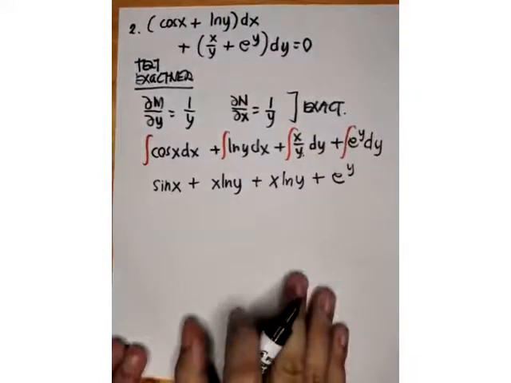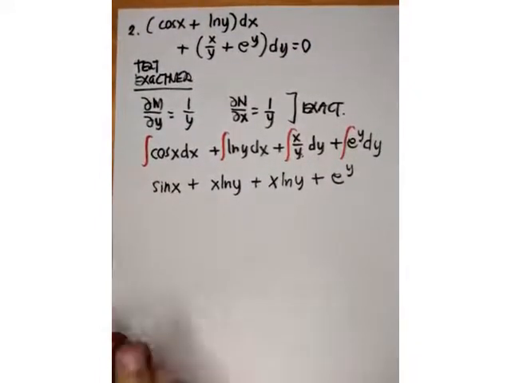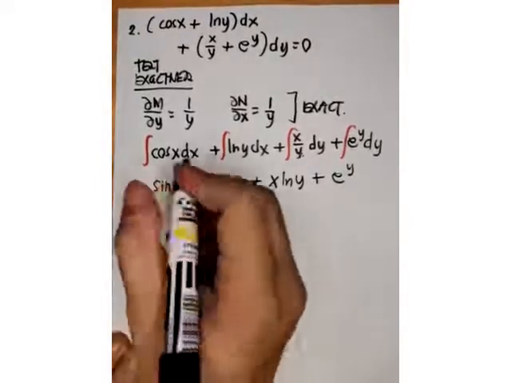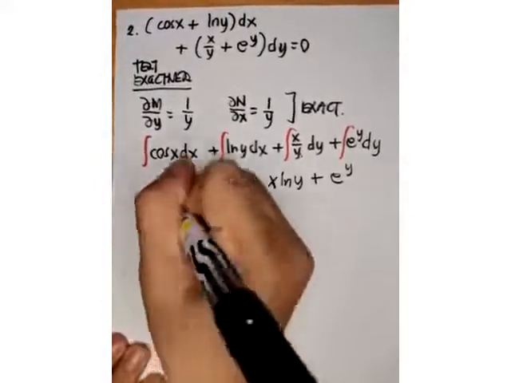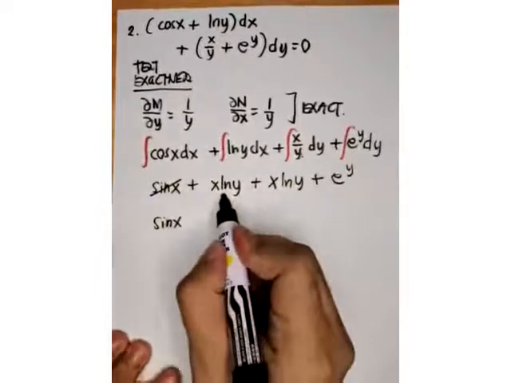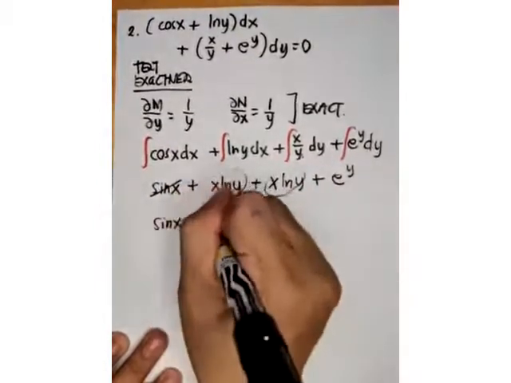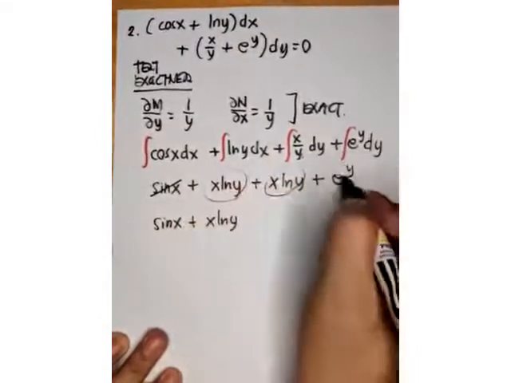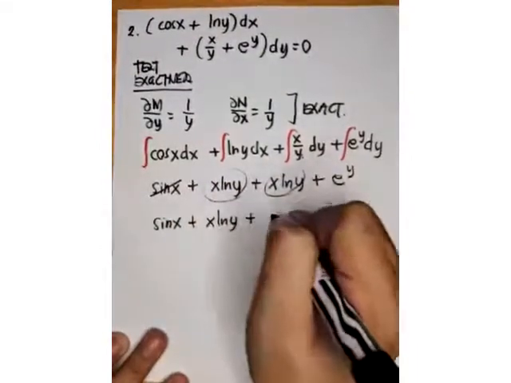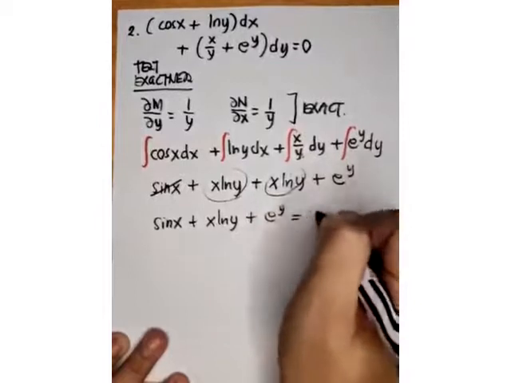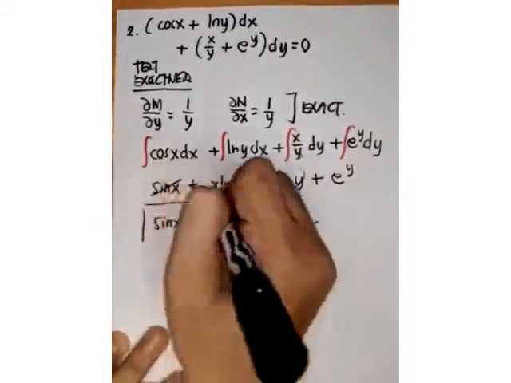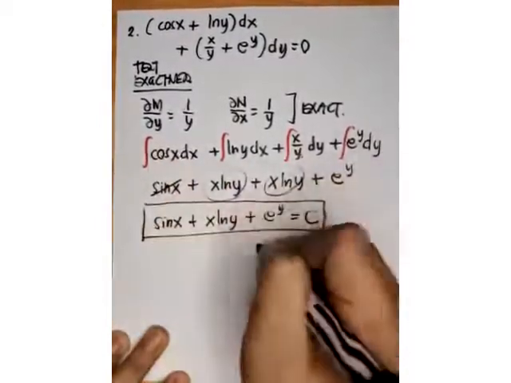Okay, so let's start grouping or selecting. So may kamukha ba ito? Wala. So we just copy sin x. May kamukha ba ito? Oo. Ito. At saka ito. So let's just copy 1. So plus x ln of y. May kamukha ba to? Wala. So plus e raised to y. That's equal to c. So this is our general solution.